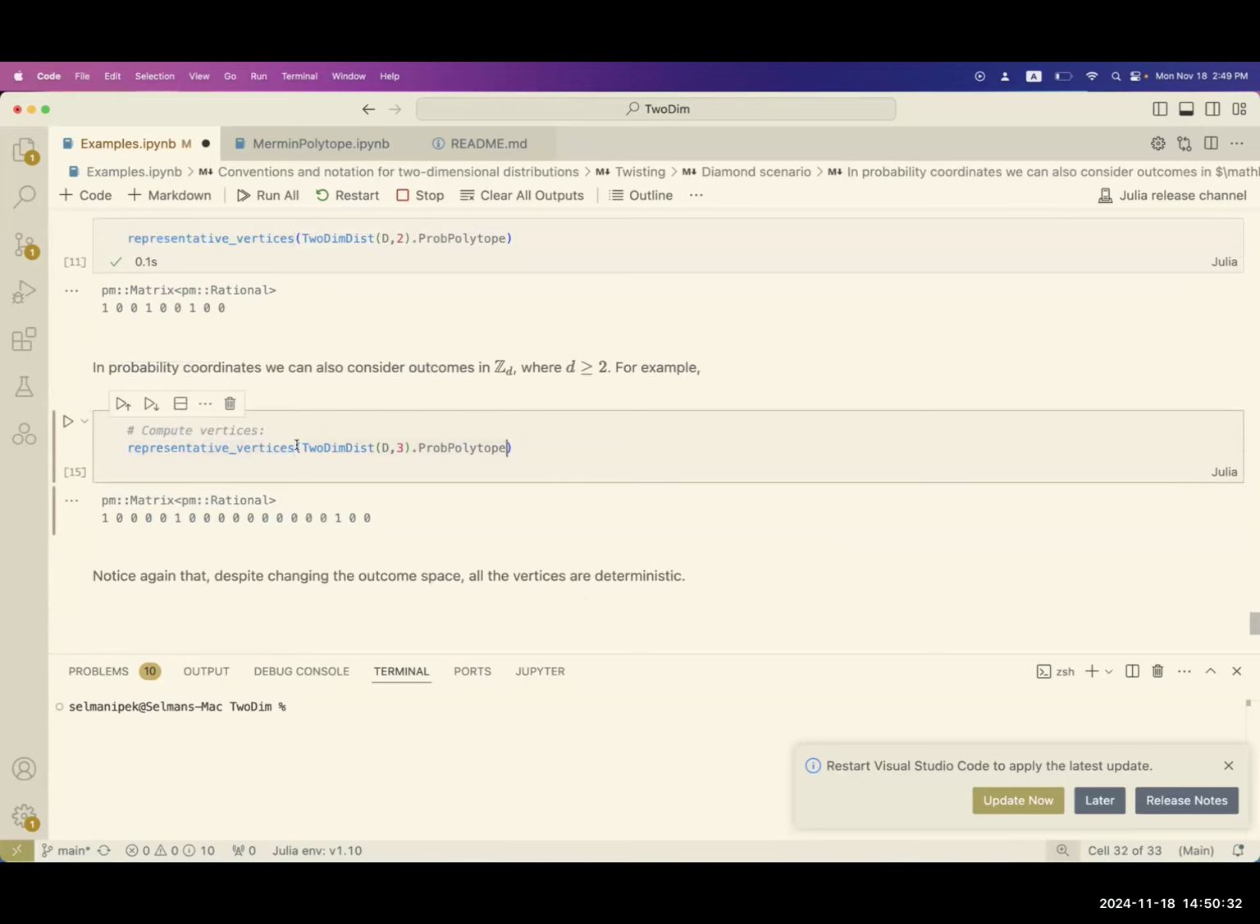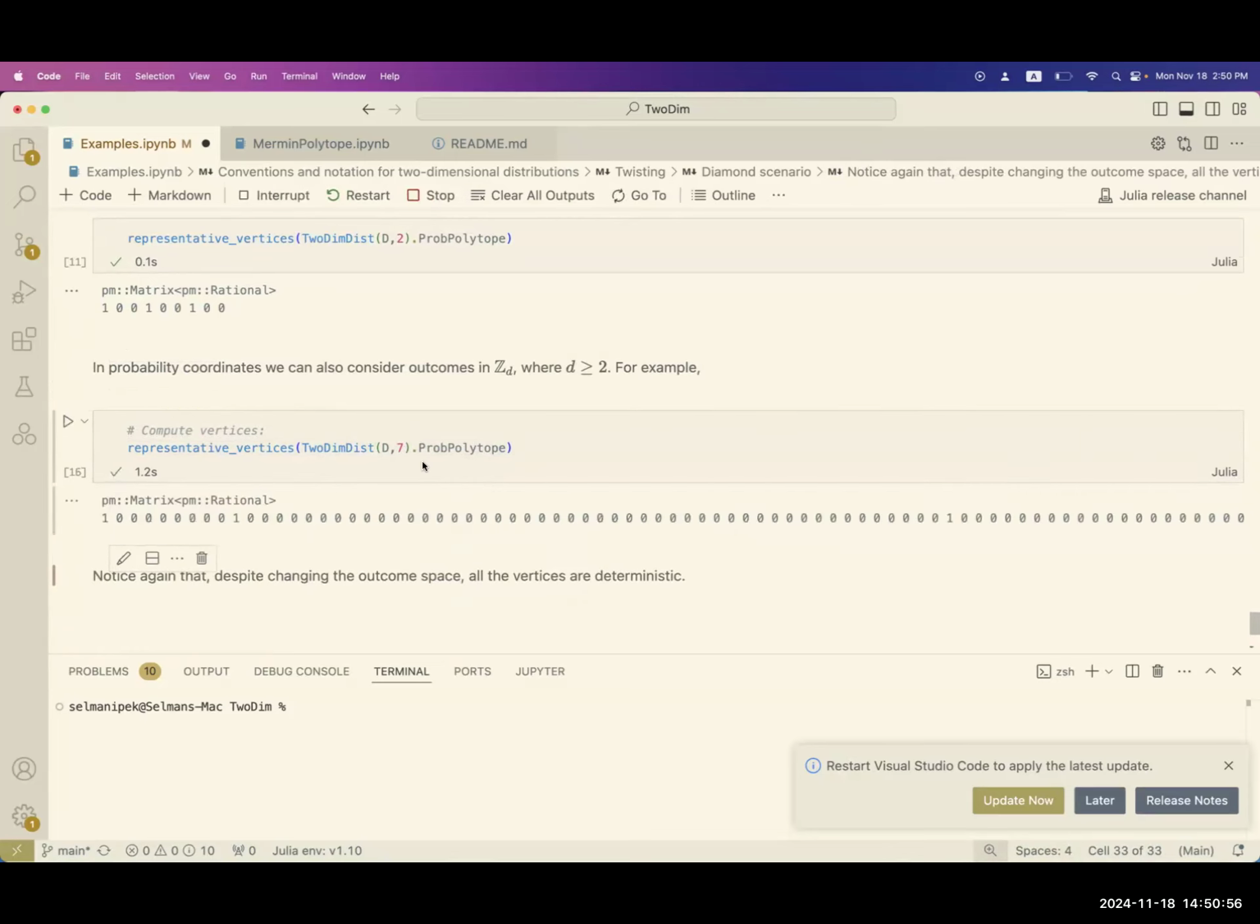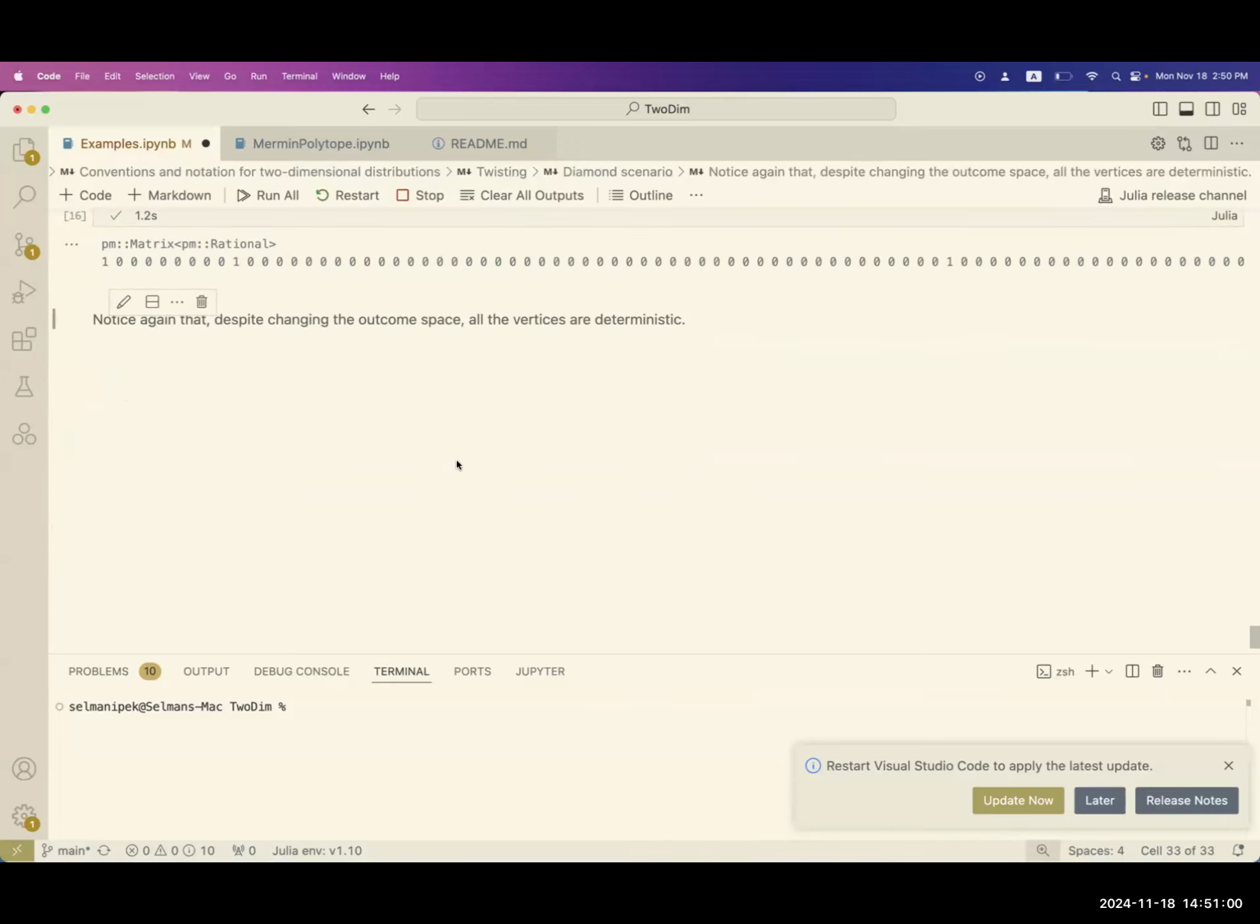Okay, and so we can even do this for raising the number of outcomes. And you see that again, there's just one orbit. Maybe I can even do 4 or 5. What this is telling me is that the vertices of the diamond are always non-contextual, even as I raise the number of outcomes. You see it's starting to slow down. Let's see. And it still runs up to 7. I haven't really gone past this before.